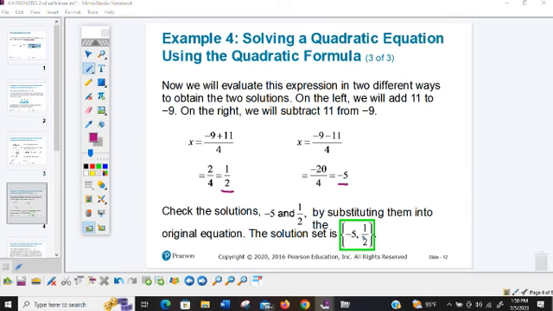These are also, as we noticed in the last section, if you were looking at a graph, these would be the x-intercepts.